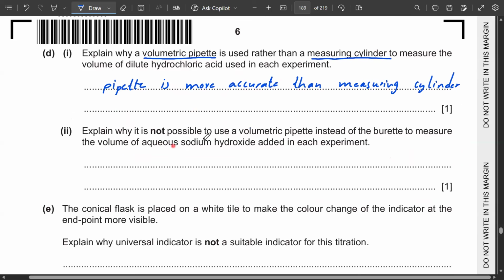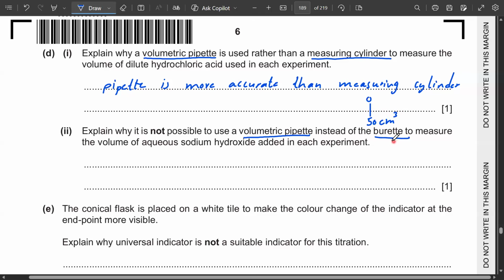Then part two, explain why it is not possible to use a volumetric pipette instead of a burette to measure the volume of aqueous sodium hydroxide in each experiment. Now, the difference between the volumetric pipette and the burette: both are accurate apparatuses, but why is it not possible to use the pipette instead of the burette? Because the burette can measure variable values from 0 till 50 cm cube. It can measure any level of volume in between this range.